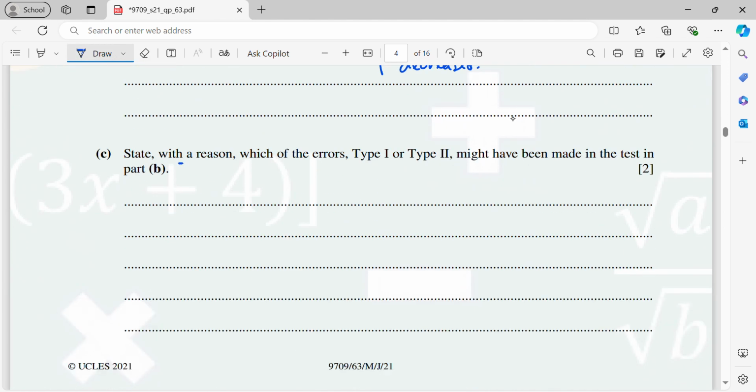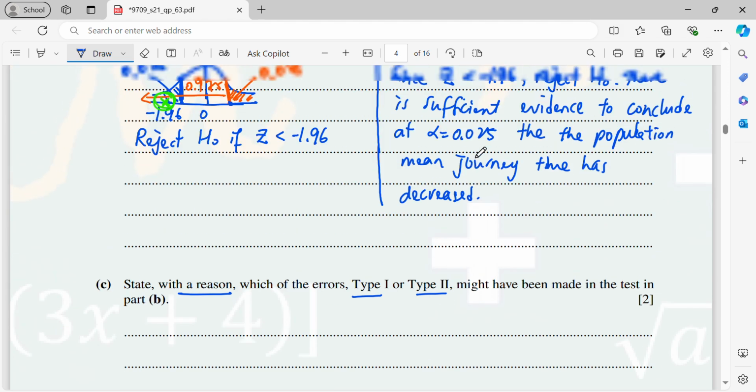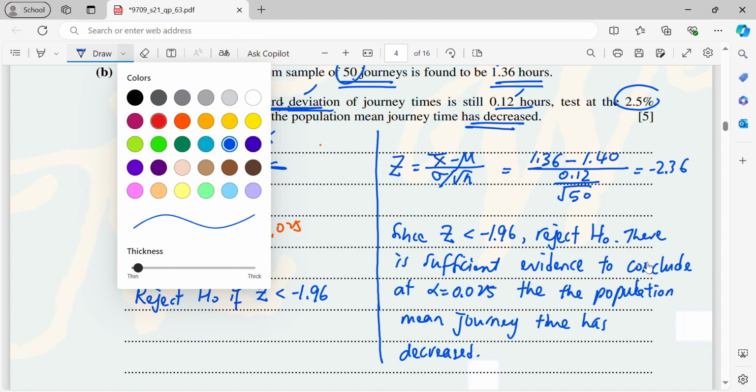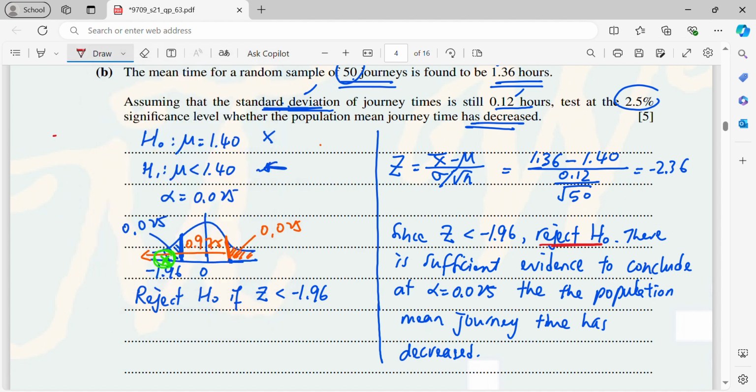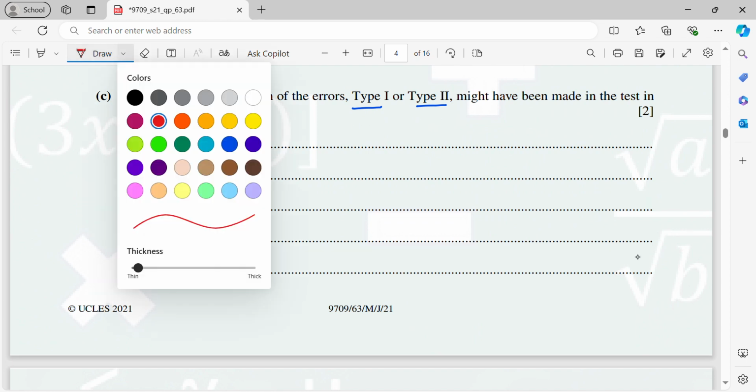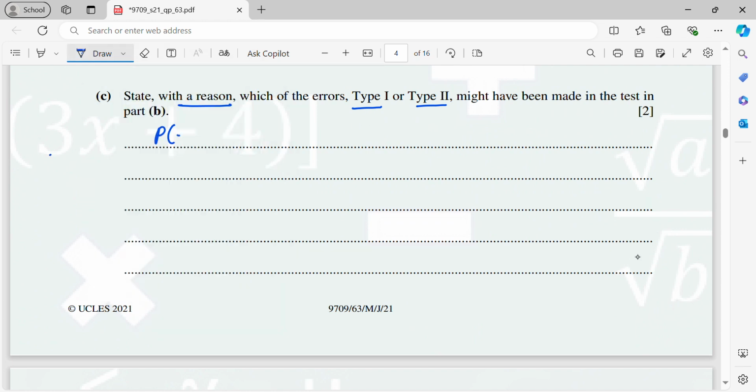Part C states: with a reason, which of the types, type 1 or type 2, might have been made in the test in part B. So go back to part B. In part B, our decision is reject H naught. For your information, type 1 error is defined as the probability of rejecting H naught given H naught is true.